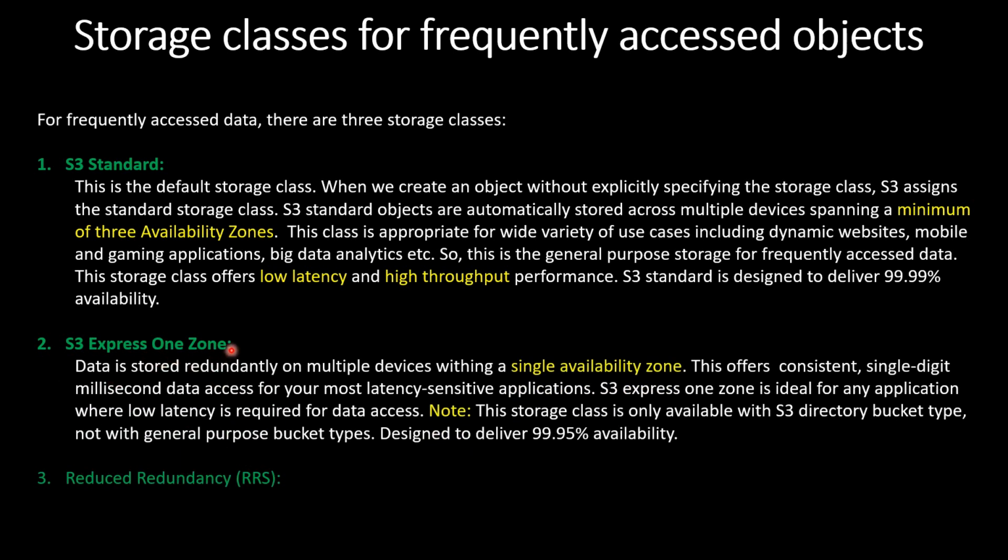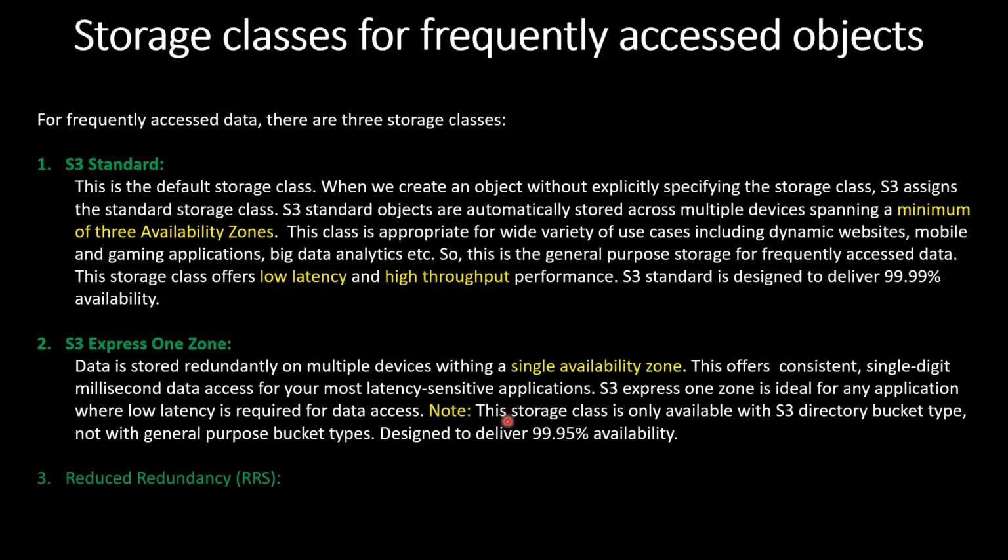Then the S3 Express One Zone storage class. In this storage class, data is stored redundantly on multiple devices within a single availability zone, whereas in S3 Standard, the data is stored in a minimum of 3 availability zones. This offers consistent single-digit millisecond data access for your most latency-sensitive applications. S3 Express One Zone is ideal for any application where low latency is required for data access.